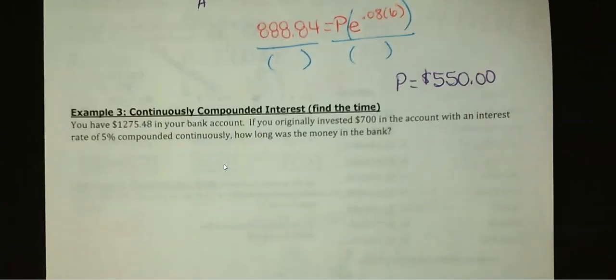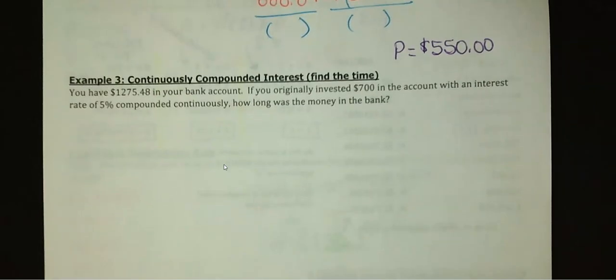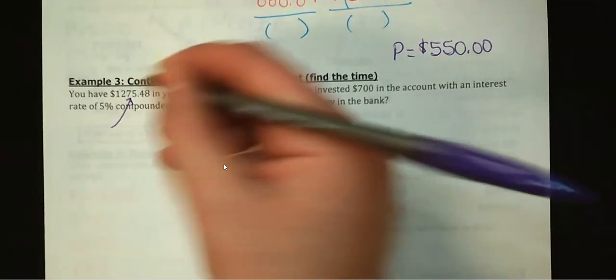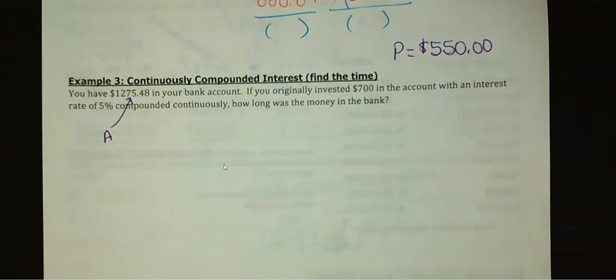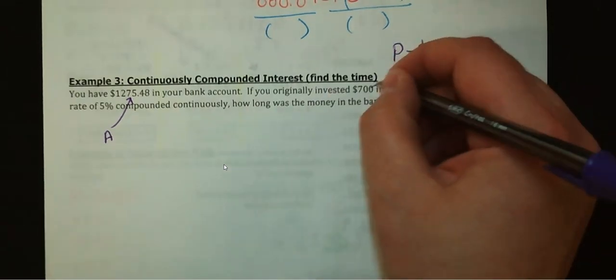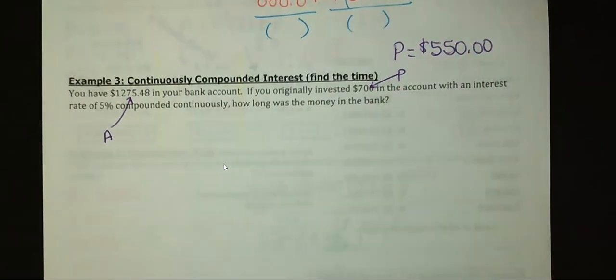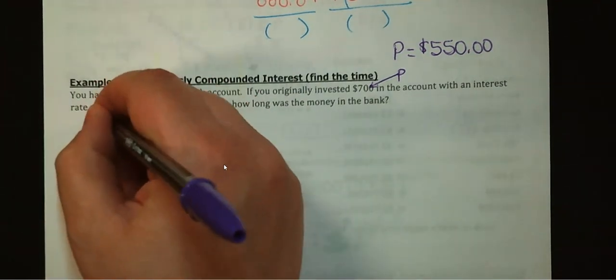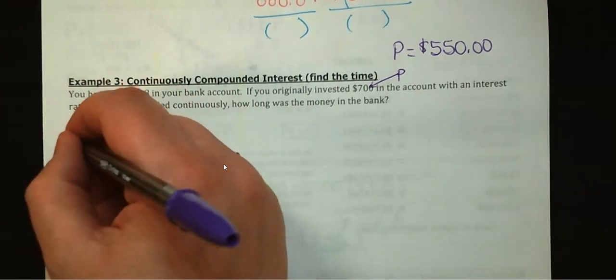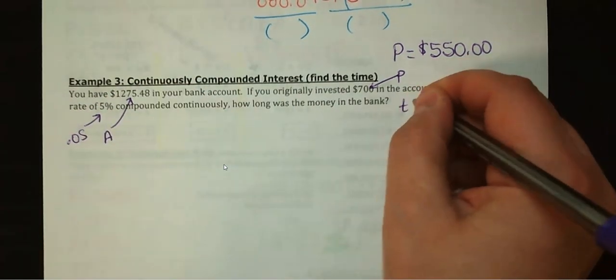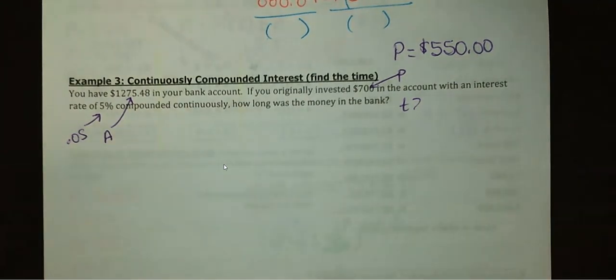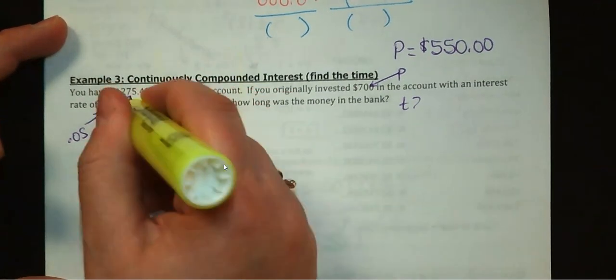Okay. Now, in this one we're going to find time. Anytime you find time, that's going to be in an exponent, and so we're going to end up using a log. All right, so the 1275.48 is the amount in the account. If you originally invested $700, that's your principal. And let's see, interest rate 5%. How would I write that as a decimal? 0.05, good deal. And then how long was the money in the bank? So I don't know the time. And it does say the interest is compounded continuously.